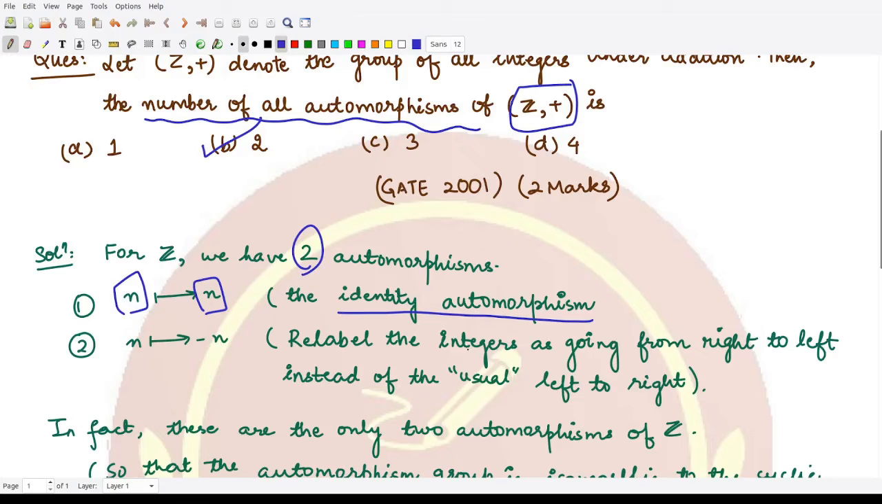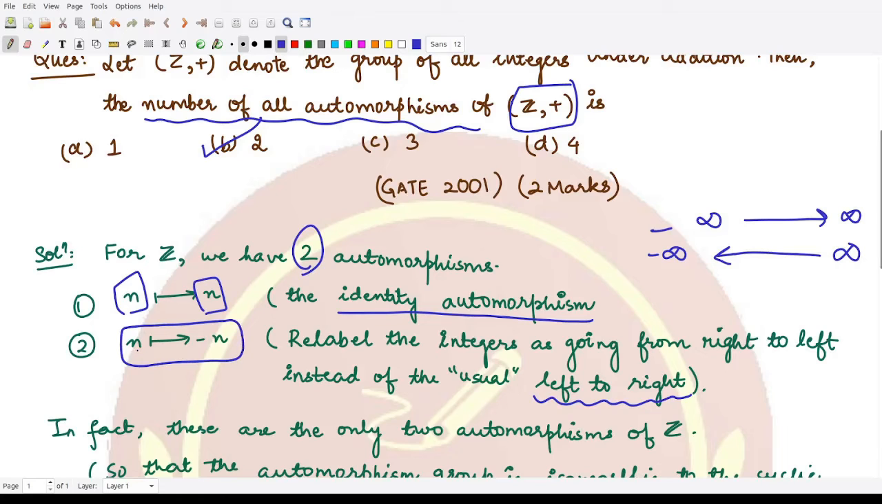You can clearly see we have a 1-to-1 correspondence here. In this case, we are writing our integers from left to right, starting from minus infinity and going up to plus infinity. What if we reverse the order? What if we start from infinity and move to minus infinity? That is done by multiplying all the integers by minus 1. So this is our next mapping, which moves n to minus n. Now, instead of moving from left to right, we are moving from right to left. So these are the two automorphisms.